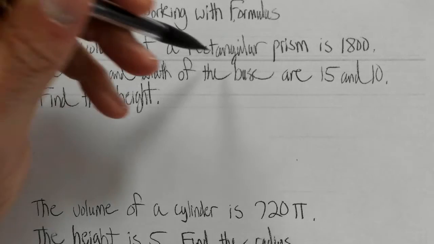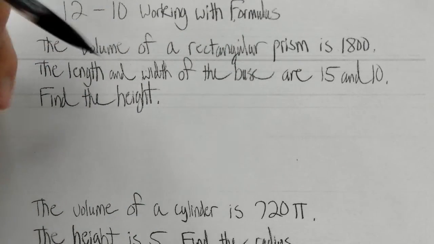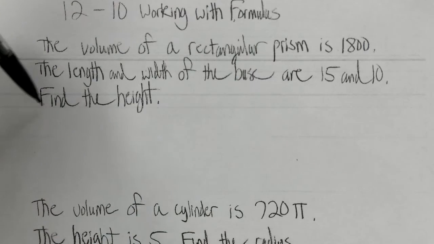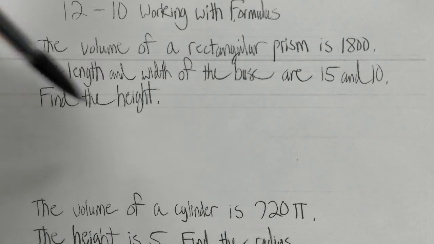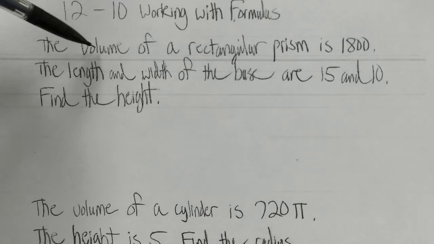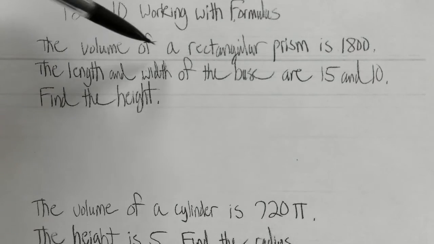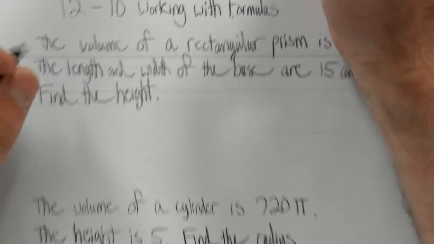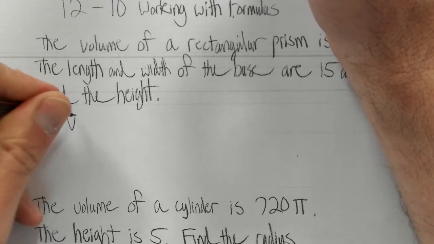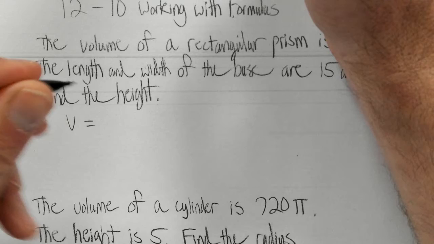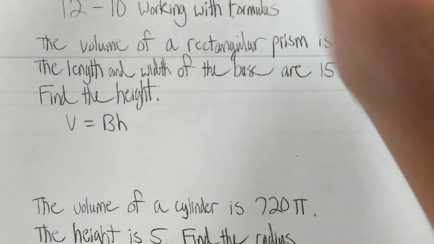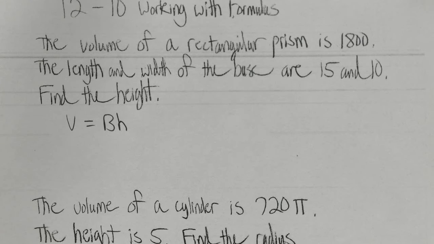It says the volume of a rectangular prism is 1800. The length and width of the base are 15 and 10. Find the height. Okay. So the first thing that we need to do is write in the correct formula, which is volume of a rectangular prism. We'll need to refer back to all of our formulas from this unit. So it'll be V is equal to BH. All right. So that is our formula for volume of a prism.